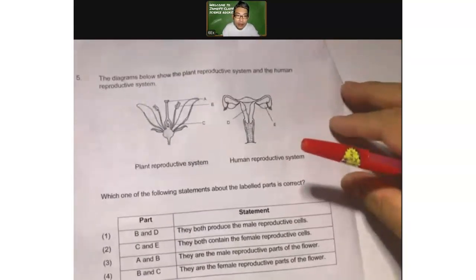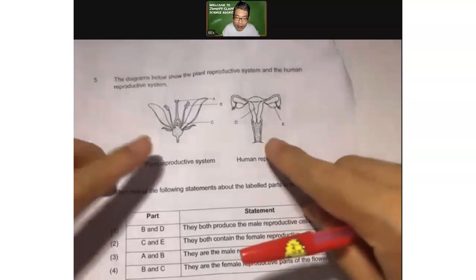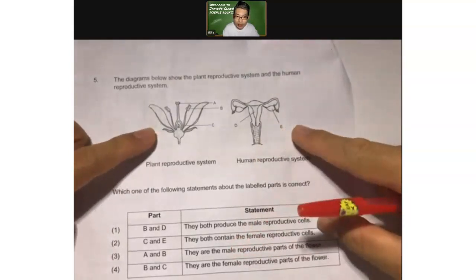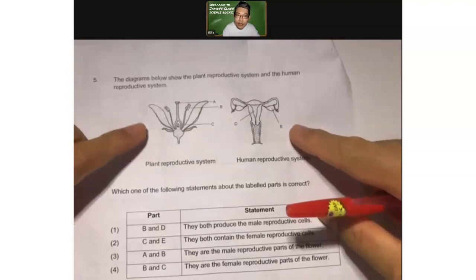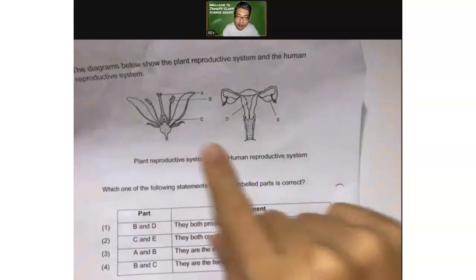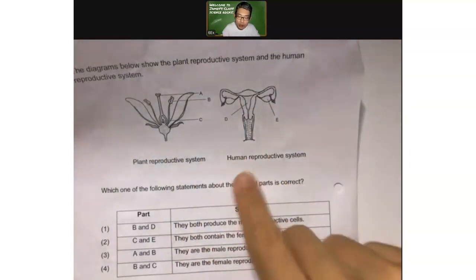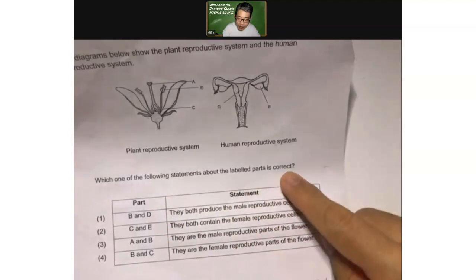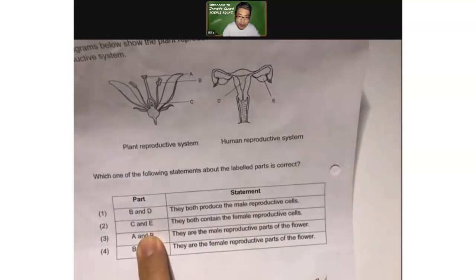Okay, next one, question 5. Again, comparing the plant and human reproductive system. Once again, this is a common kind of question for testing this topic. They will ask you to compare the plant and the animal, or in this case, human reproductive system. Which of the following statements about the labeled parts are correct? Number 2 is correct, which is what?